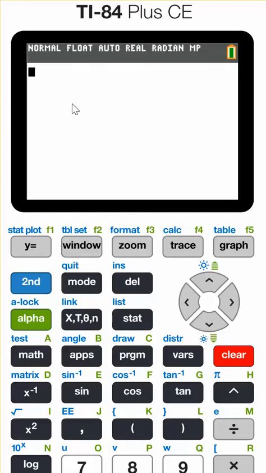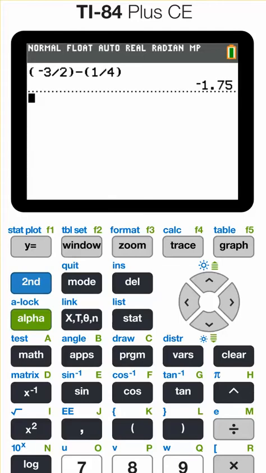So the first calculation I'm going to do is -3/2 minus 1/4. So I'm going to use parentheses around each fraction, and the negative button, remember, has the parenthesis around it. So -3 divide 2, that's -3/2. And we're going to subtract 1/4. So 1 divide 4. And when you hit enter, you get -1.75.